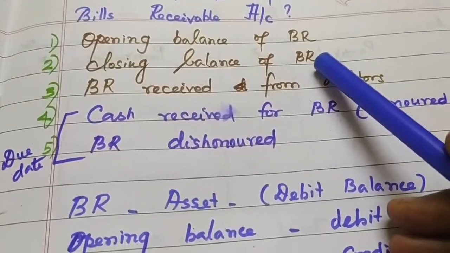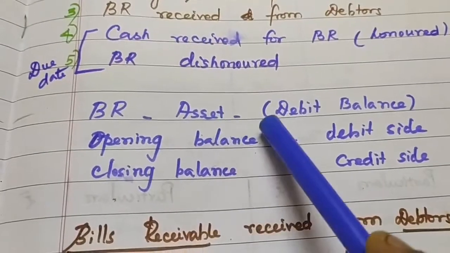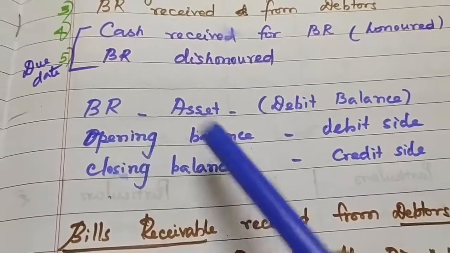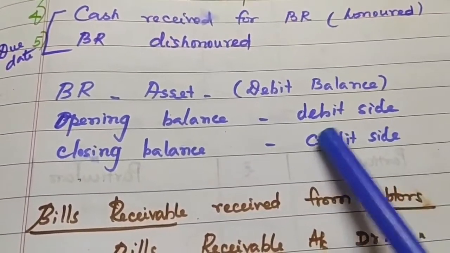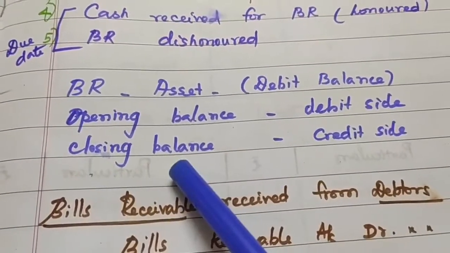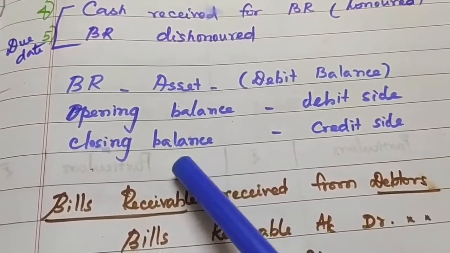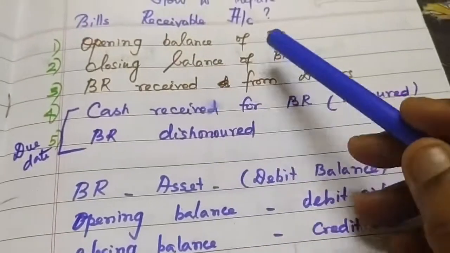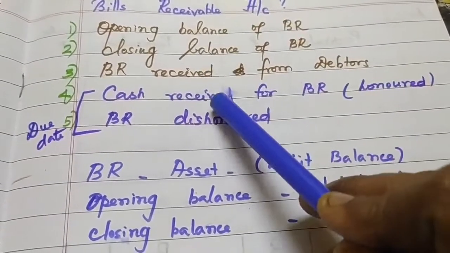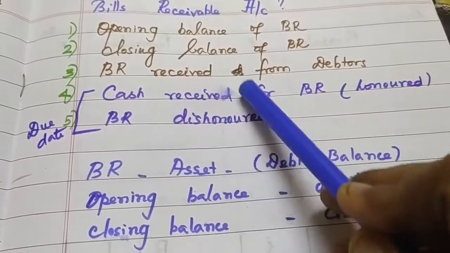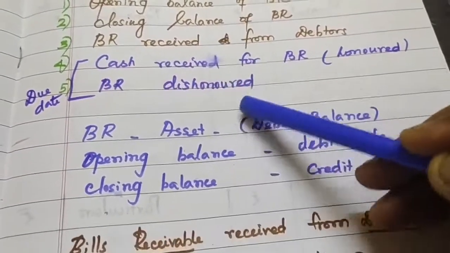Opening balance and closing balance, we know that bills receivable is an asset. Assets always show debit balance. So opening balance of bills receivable is written on the debit side of bills receivable account, and closing balance on the credit side. Definitely, if opening balance is on the debit side, closing balance will be on the credit side. So these 2 transactions, I think you are clear. So we have to see these 3 transactions only. First let us see the journal, then you can post it easily.